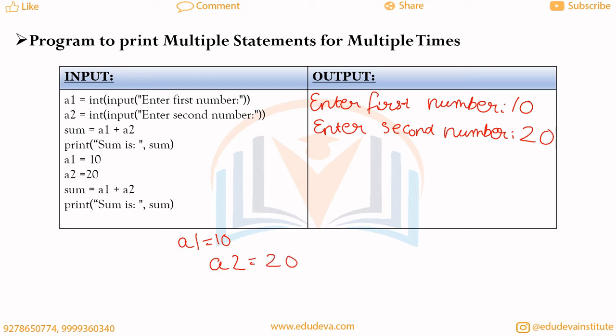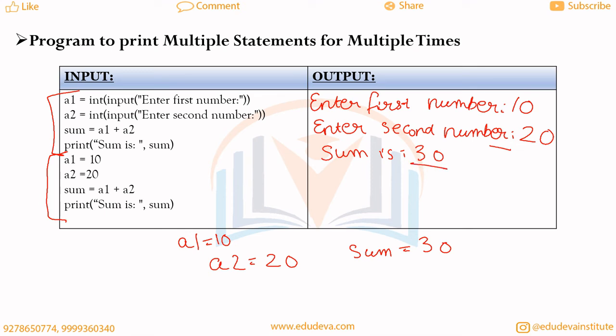Now, in the third line, sum is equal to A1 plus A2, which is 30. Now, it is print sum is 30. Okay, it is the difference between user input and already defined input. Here, the user has entered the input as 10 and the input of A2 as 20. So, this sum is 30.